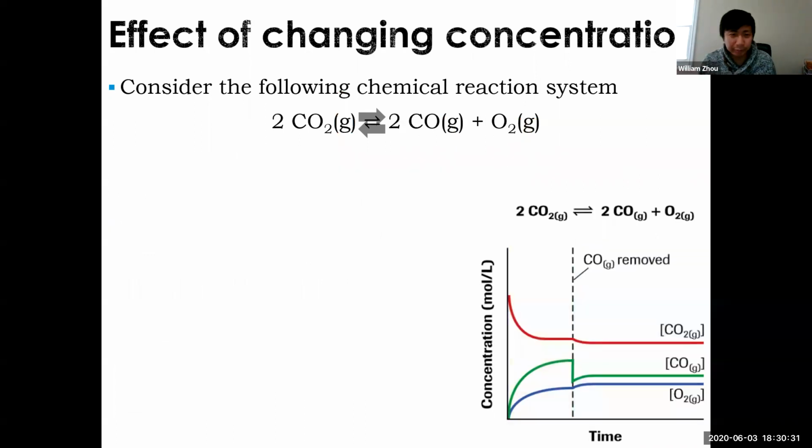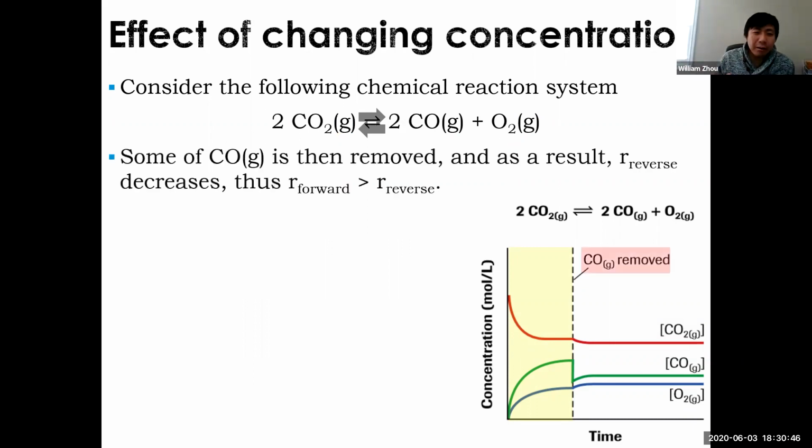Great. Here's another one. Same reaction. Same chemical equation. Same story. You start with all CO2, no products, and then you let it run, and then you reach equilibrium. Okay, cool. Now, remove some carbon monoxide from the product. All right, so look on the graph. The green curve has a huge drop. It fell off a cliff. And then you disturb the equilibrium because now you're missing some products.